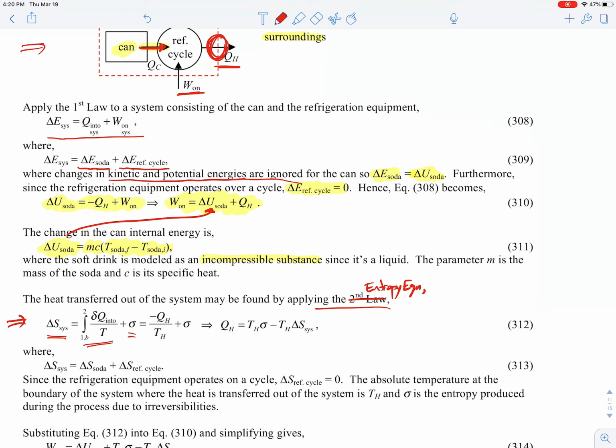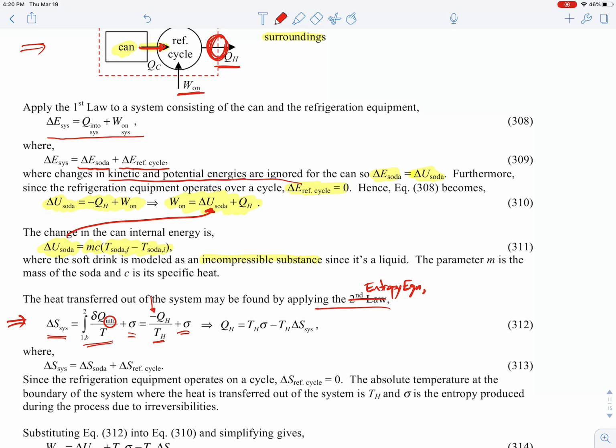And notice that it's a minus QH down here because the integral is into, but here the heat is actually leaving, so it's a minus QH. And the temperature there we're going to call TH. And that will be the temperature of the surroundings. It's like the temperature where the radiator is on your refrigerator. So it's roughly the same temperature as the room temperature of the surroundings.